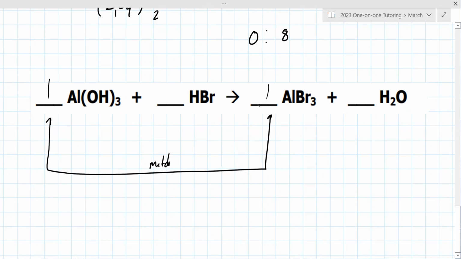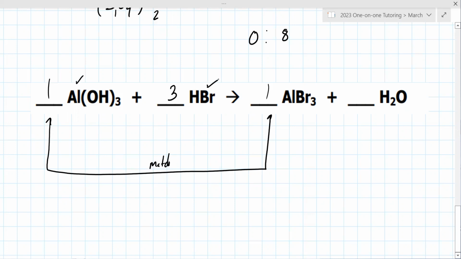Okay. So what I recommend then is going to the next one that only appears in one position, the Br. How many Brs are there here? There is 3 there, and on the other side there is 1. Well, for now, you can quickly make that into 3. Yeah, 3, and that's good because now we've checked the Al and the Br.